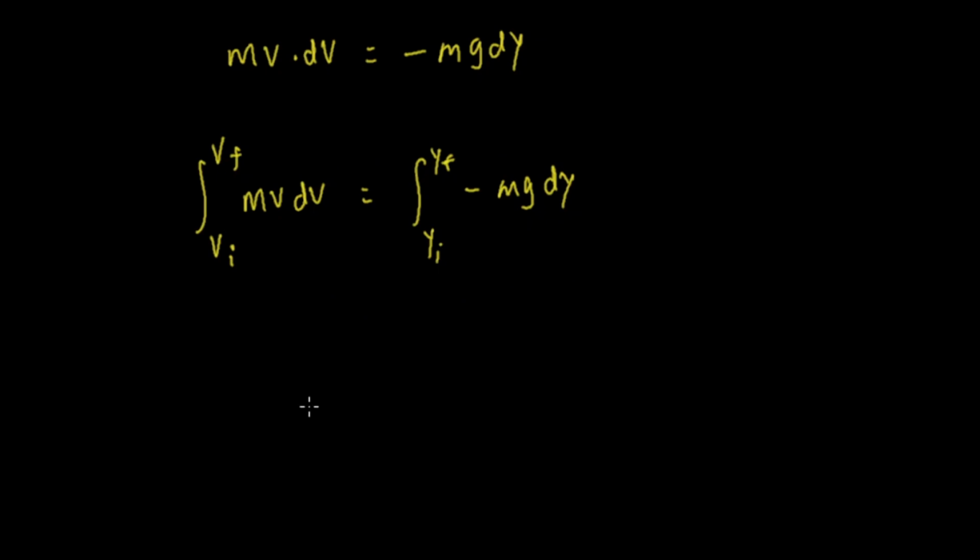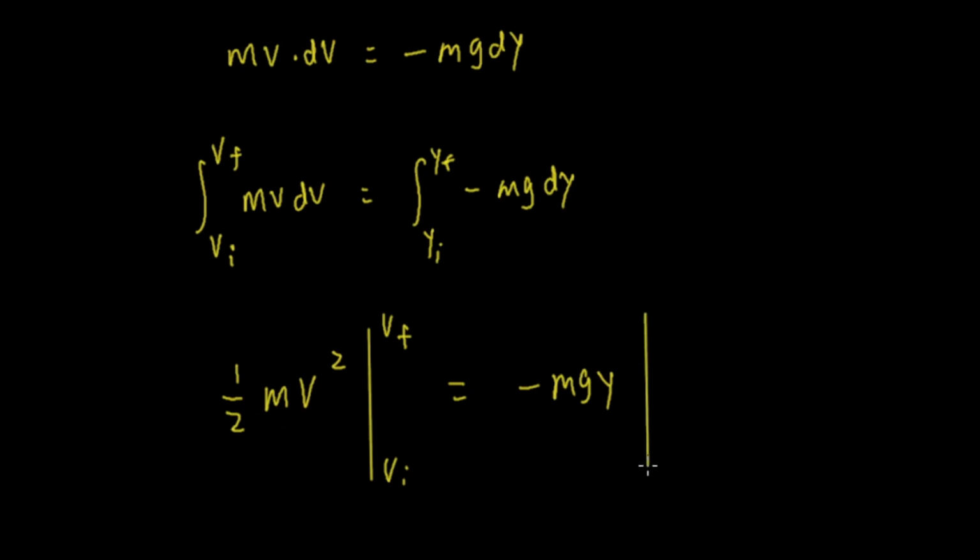Okay, now we can do the integral. So add 1 to the power divided by the new power, we have half mv squared, evaluated from initial velocity to final velocity. And that's equal to this side, we have to add y, so we have negative mgy evaluated from initial position to final position.